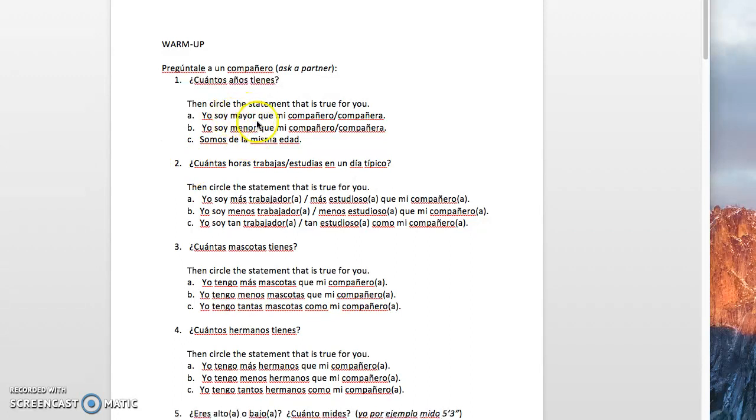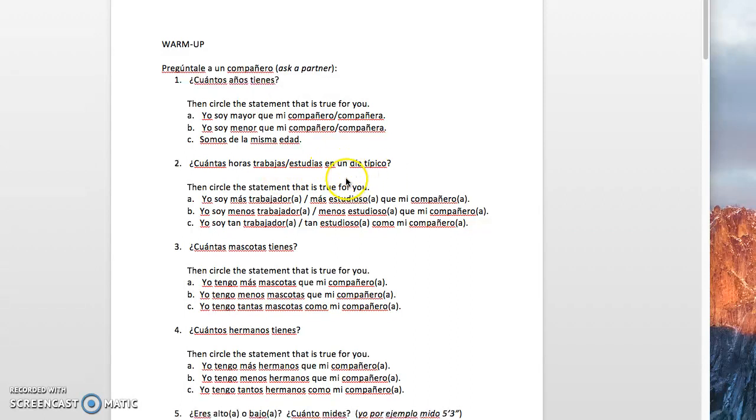Yo soy mayor que mi compañero. Yo soy menor que mi compañero. O somos de la misma edad. Yo soy mayor. Mayor significa older, más años. Menor significa younger, menos años. Somos de la misma edad significa same age. Bien. Número 2. ¿Cuántas horas trabajas o estudias en un día típico?